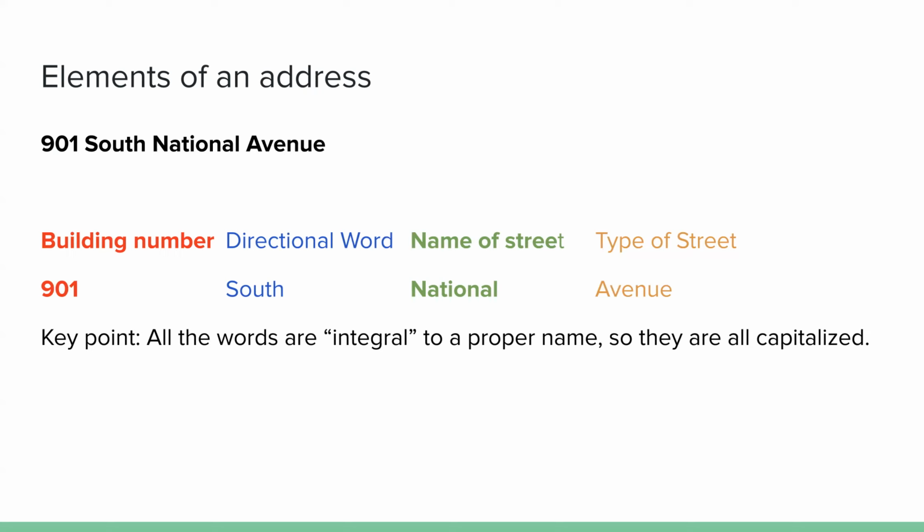One important thing to note is that when I say South National Avenue, AP looks at that phrase and says that all of those words are integral to the proper name of that street. So they're all capitalized, including Avenue, which is a common noun. But when you use a common noun and it becomes an integral part of a proper name, then all the words get capitalized. Okay, hope that's clear.